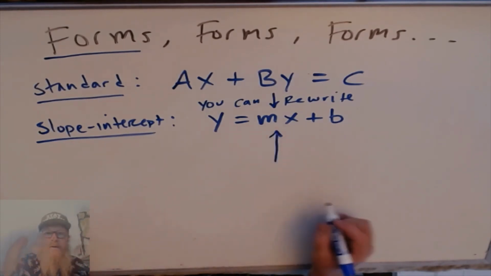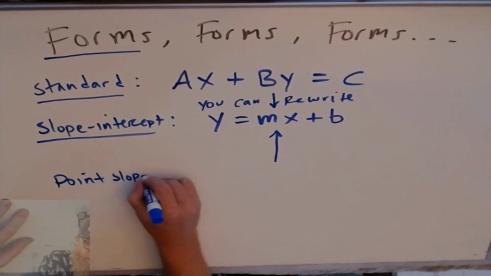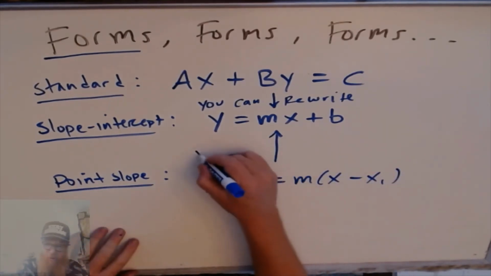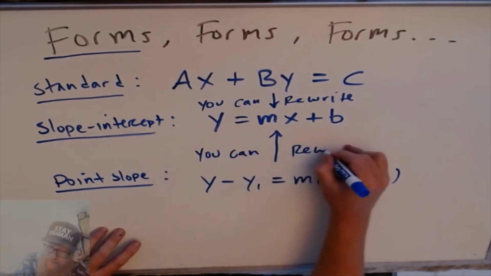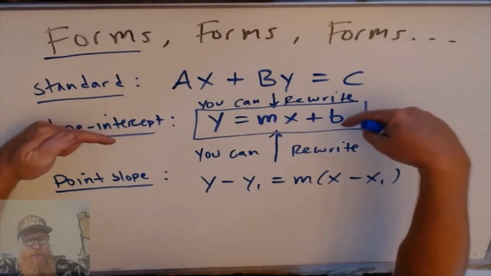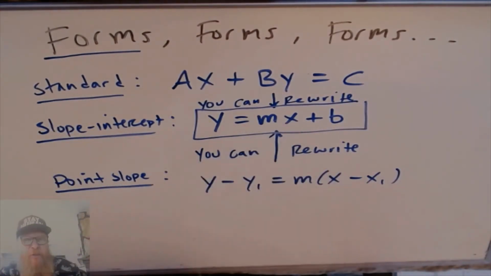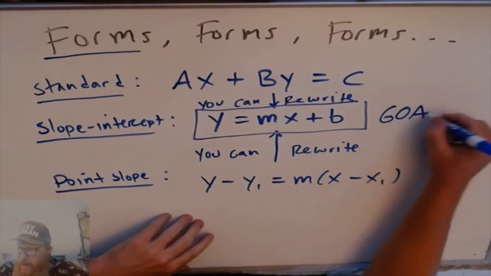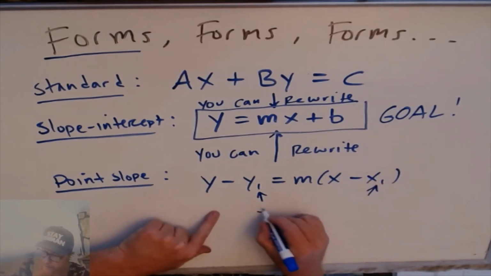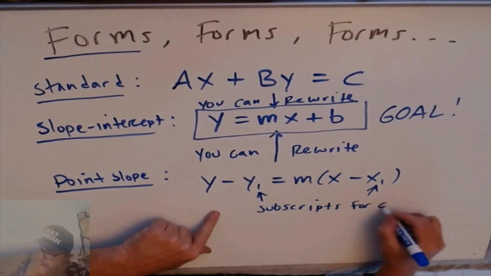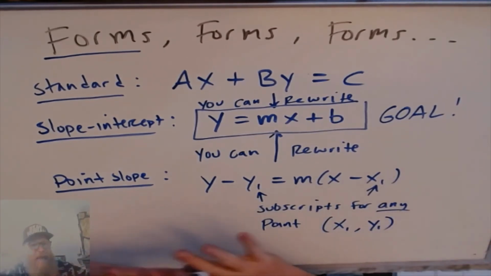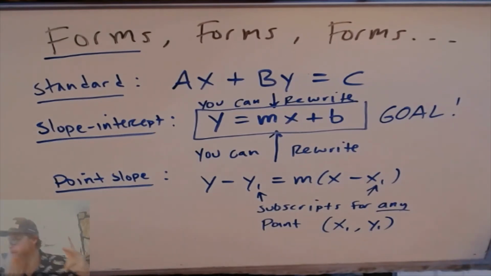Well, we have a third form called point slope form. Point slope form you can also rewrite into slope-intercept. So if you have standard, you want to rewrite it into slope-intercept. If you have point slope, you are going to rewrite it into slope-intercept. So your goal is always going to be to write your equations in slope-intercept form. Point slope uses subscripts for any point x1, y1. You can use any point that you like. Let's do an example of point slope.